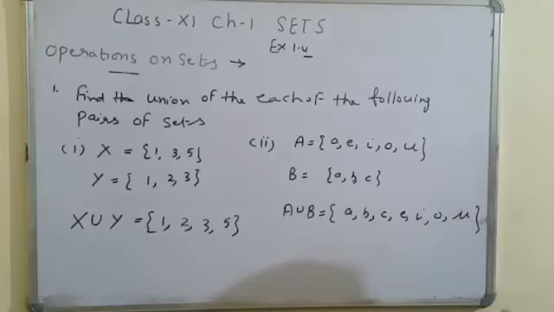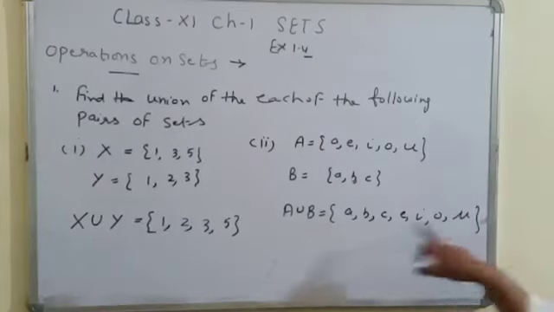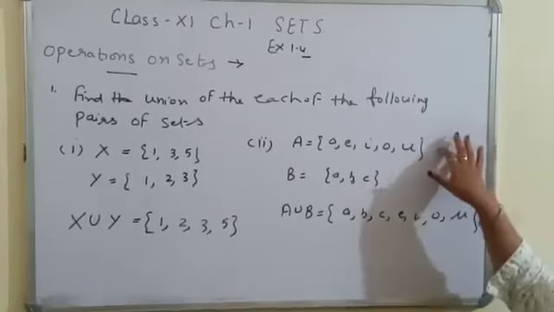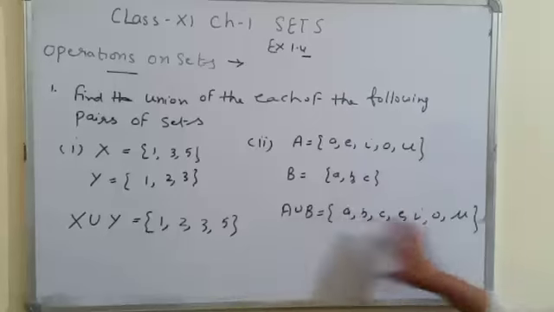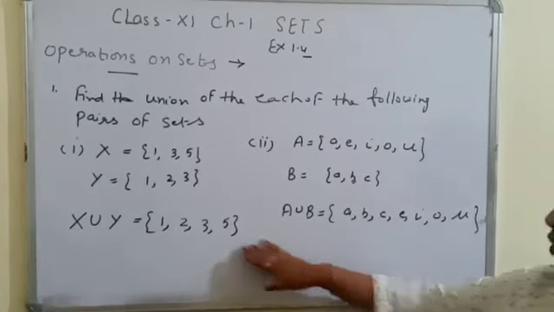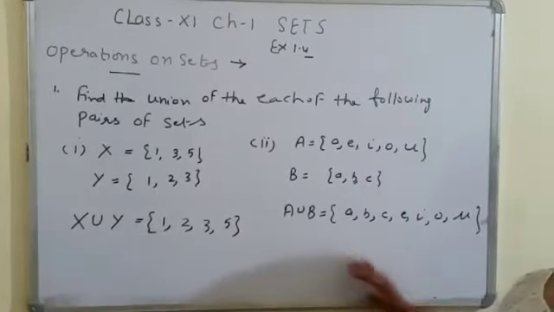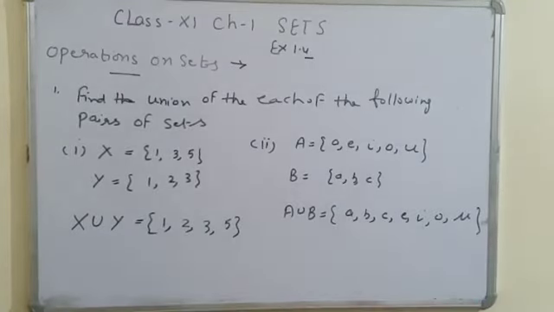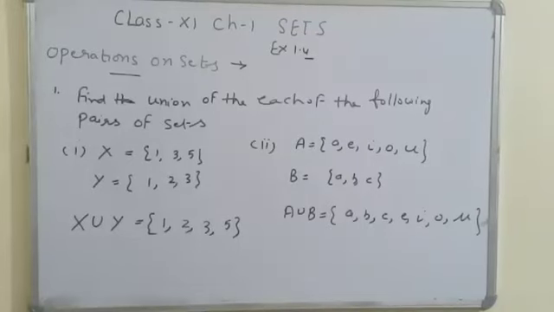Now this is the collection. Here you can check that the elements of A union B are either elements of set A or set B. Now, this is the union of two sets. This is the way in which we can find the union of two sets. Hope it's clear. So let's do part 3 of question 1.